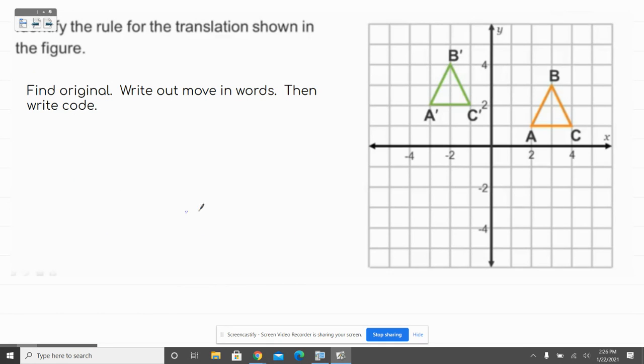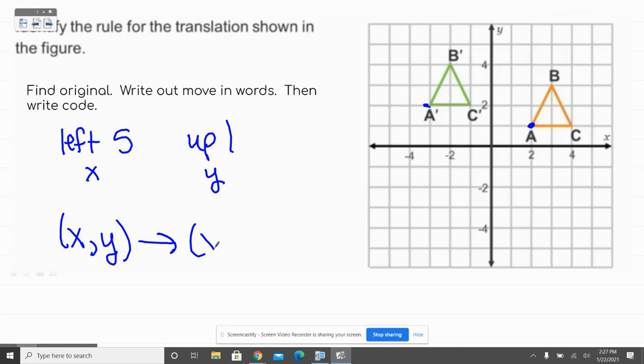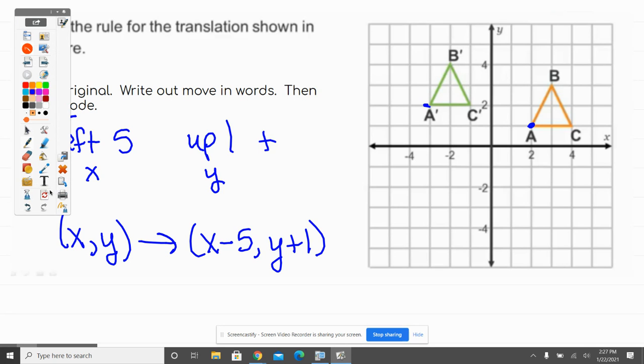Figure out what the rule is for this one. Which one is the original? The original is the one without the primes. So what happened here? Well, how did I go from A to A prime? Let's count. 1, 2, 3, 4, 5. I went to the left 5. Then what did I do? I also went up 1. This is in the X direction. This is in the Y. So what is my code? XY is going to become X minus 5 and then Y plus 1. Up gets the positive, left gets the negative.